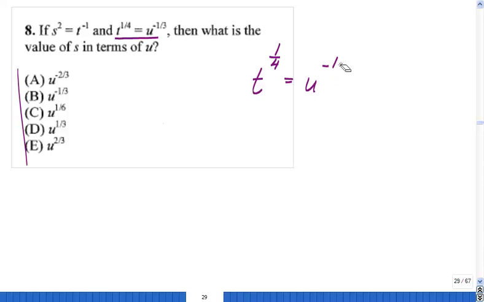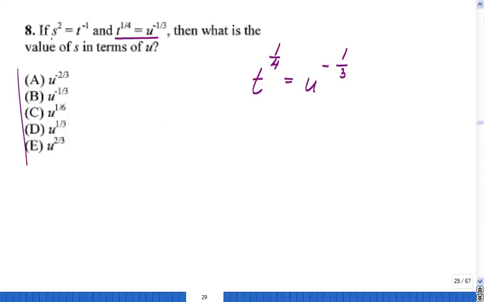Okay, obviously, you have the 5 options in here. They don't help a lot. Let's see what is s in terms of u and what we should be doing here. I will start with the last equality here: t to the power of 1/4 equals u to the power of negative 1/3. And I should be consistent and write that fraction the same way as the other one.